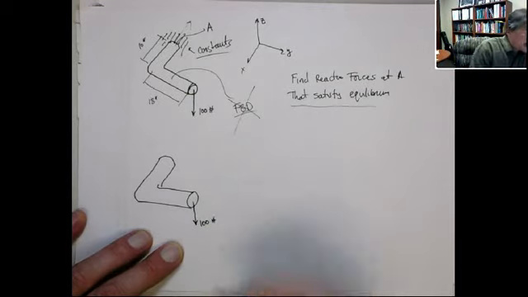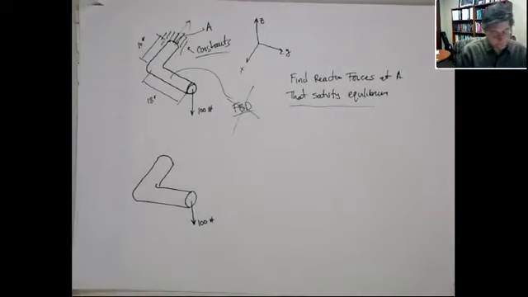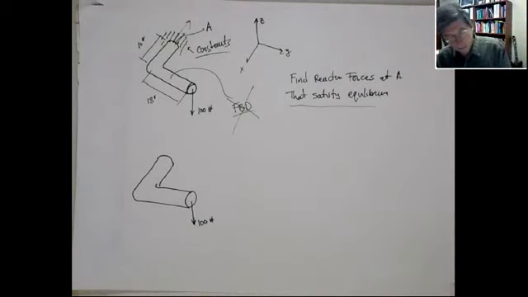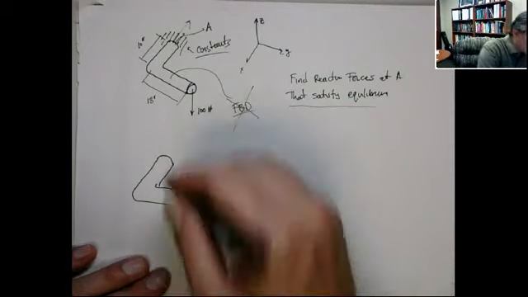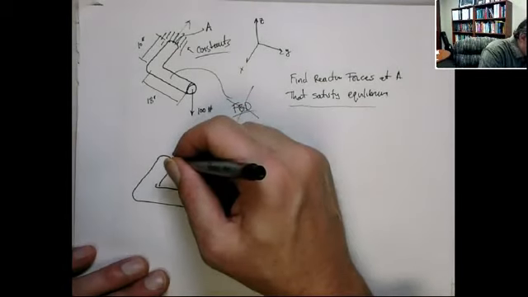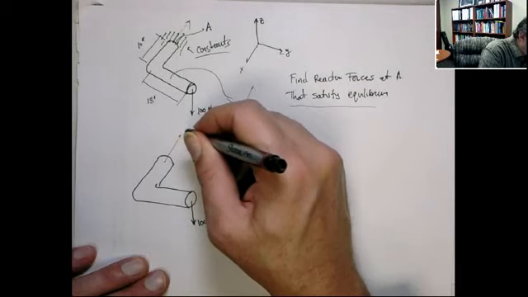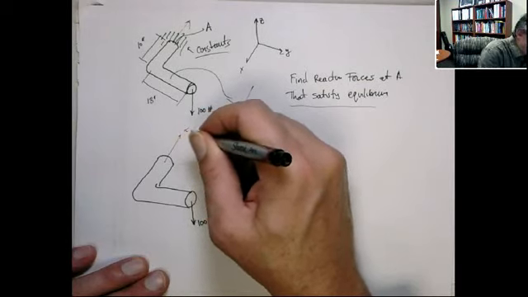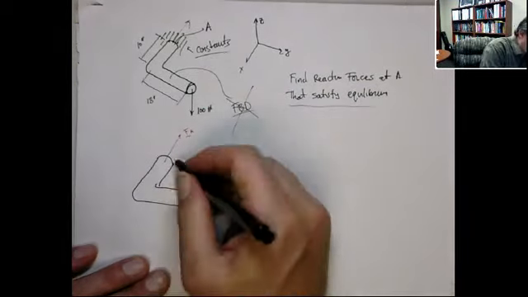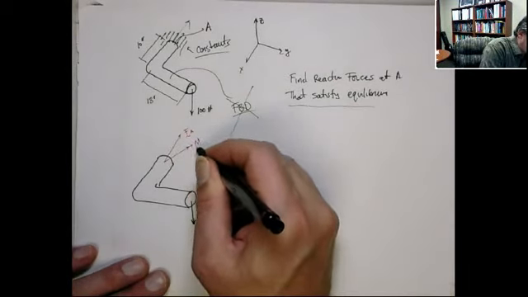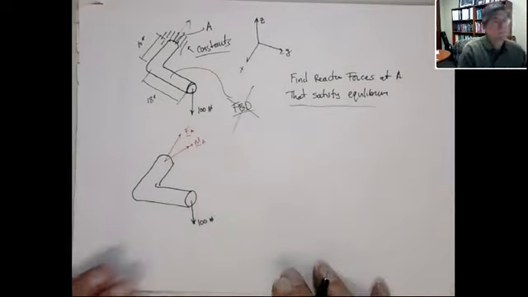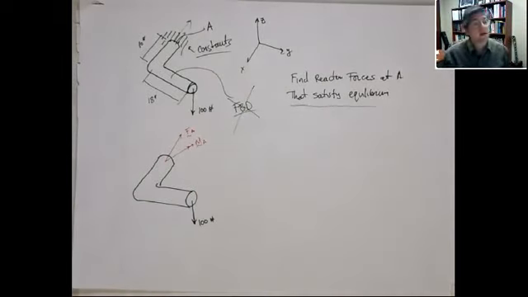With externally applied forces, but also the reaction forces. Now, in this case, we have some reaction forces at A. They're unknown. There's some force vector at A, and there's also some moment vector. Now I've drawn those red. Those are actual vectors. Okay.